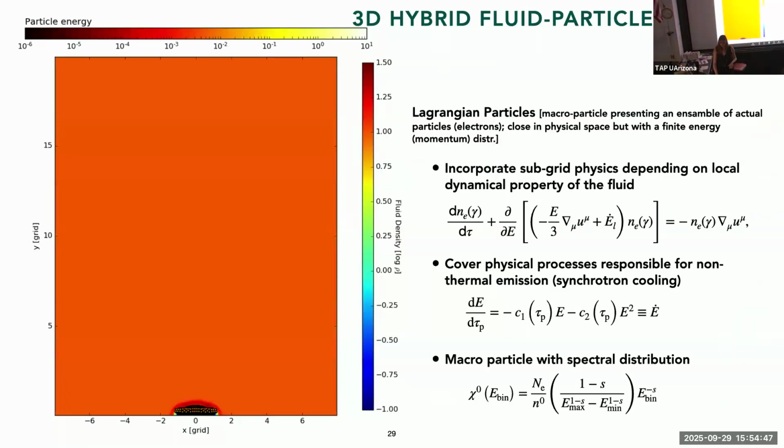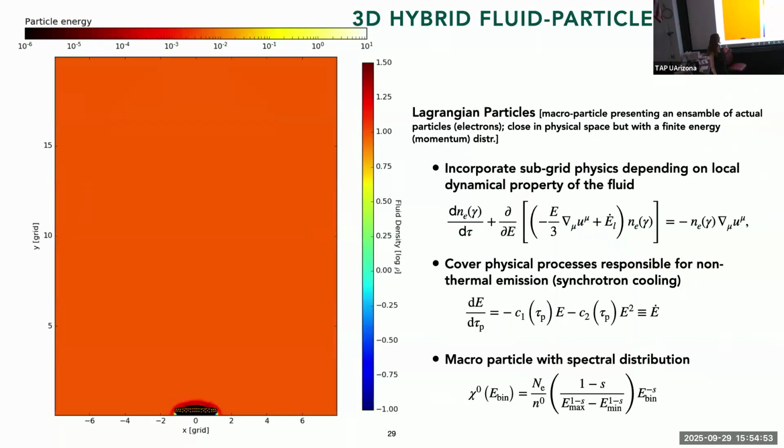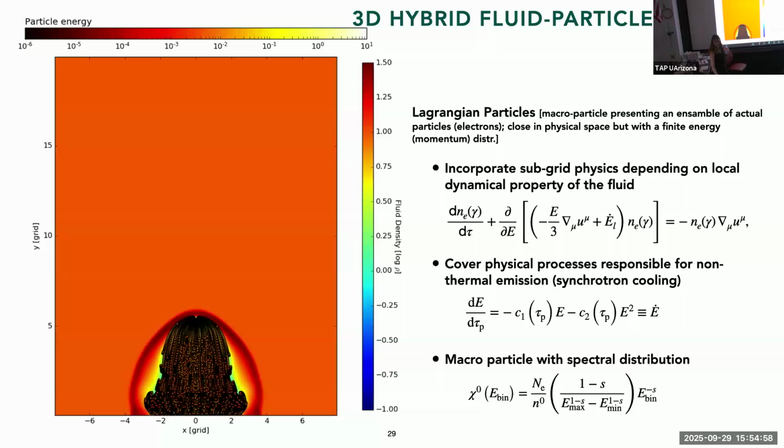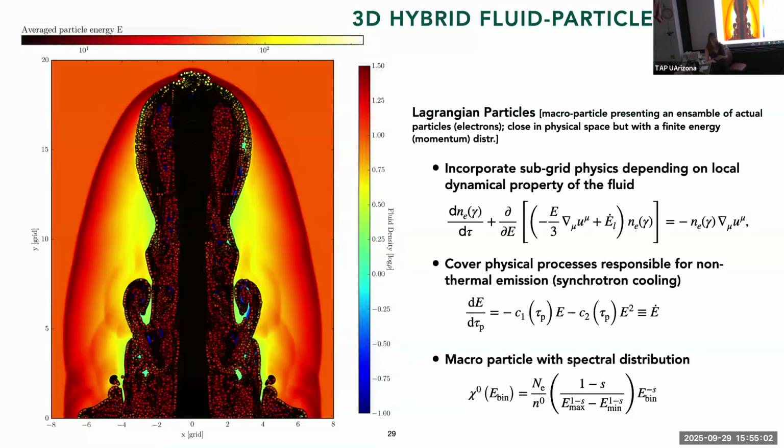However, there's a non-public thing. Yeah, there's a non-public module in the PLUTO code, which is hopefully going to be public soonish, which is the Lagrangian particle module, which are macroparticles that are presenting an ensemble of actual particles, in that case electrons, and it's just following the underlying fluid stream.